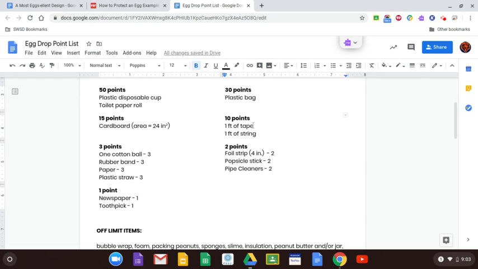10 points is 1 foot of tape and 1 foot of string. If you use 1 foot of tape, it will cost you 10 points. If you use 1 foot of string, it will cost you 10 points. Items that are 3 points: cotton balls, rubber bands, paper, plastic straws. We have foil, and that's a strip of it, 4 inches in width. It's 2 points for popsicle sticks and pipe cleaners, and then 1 point for newspapers and toothpicks.